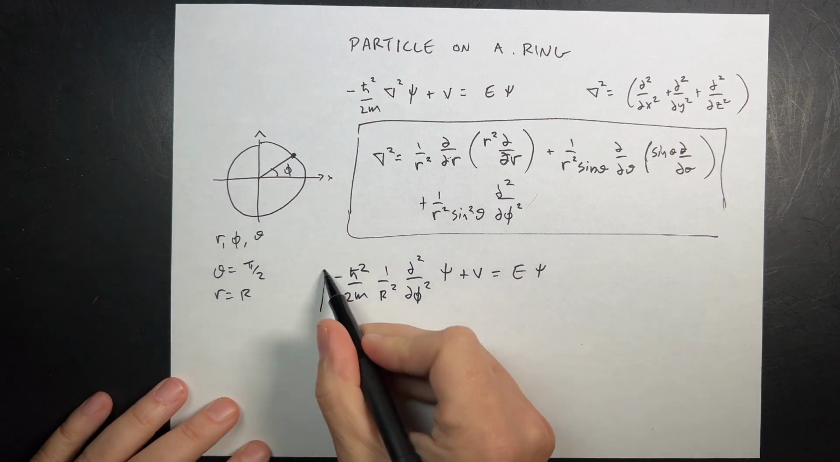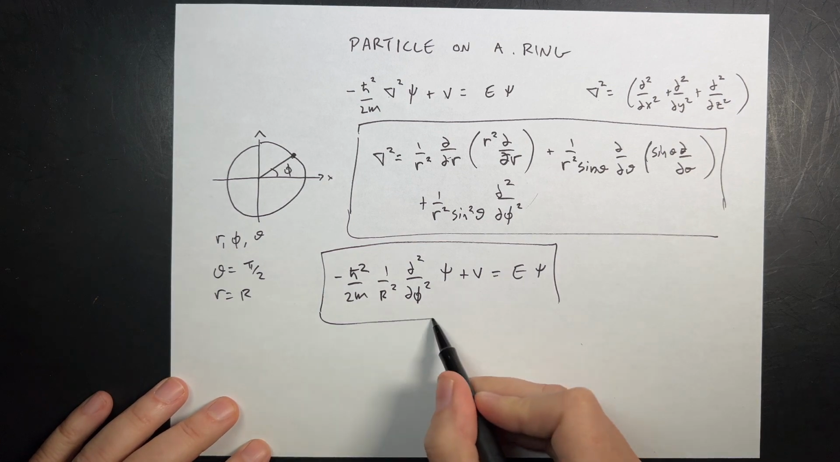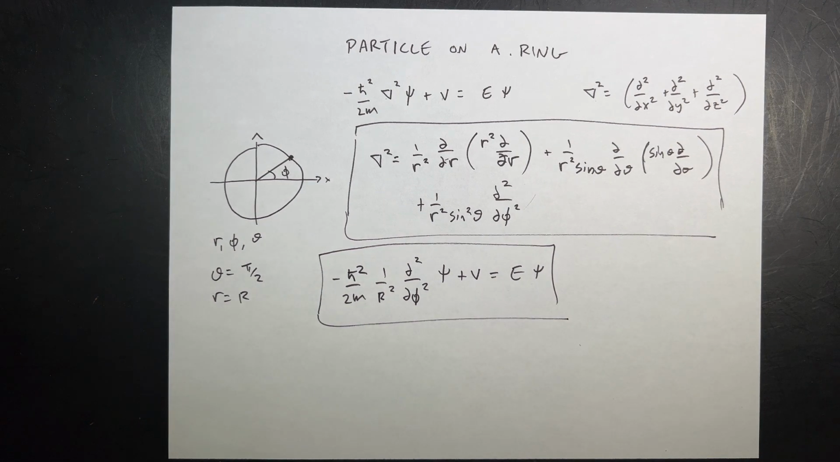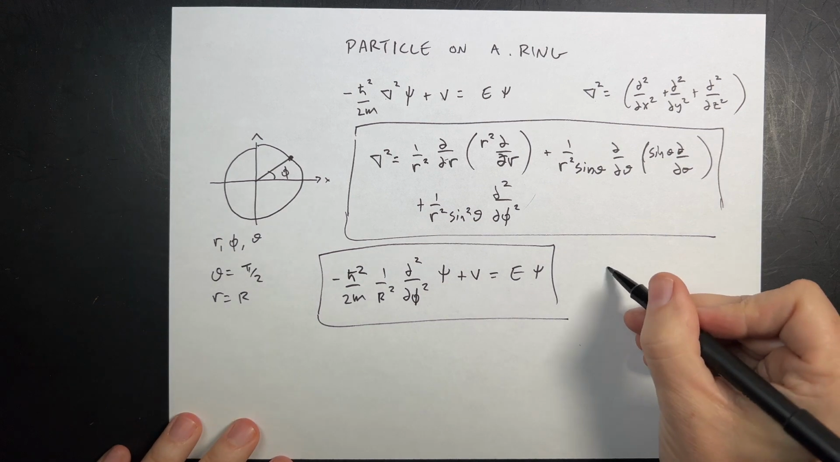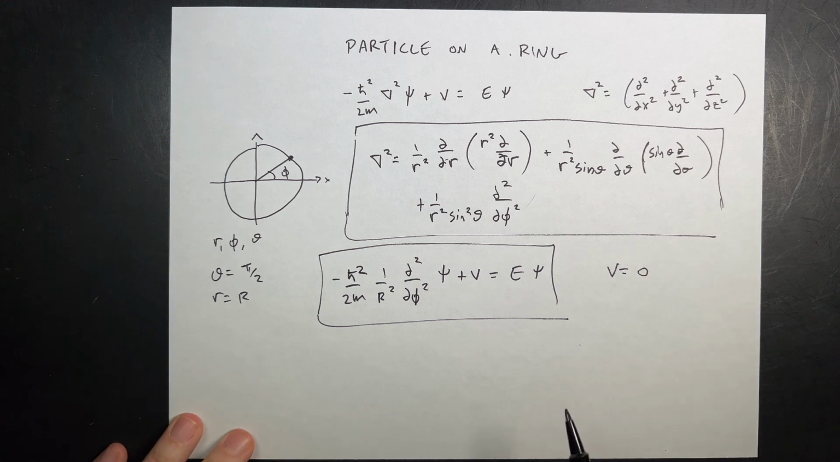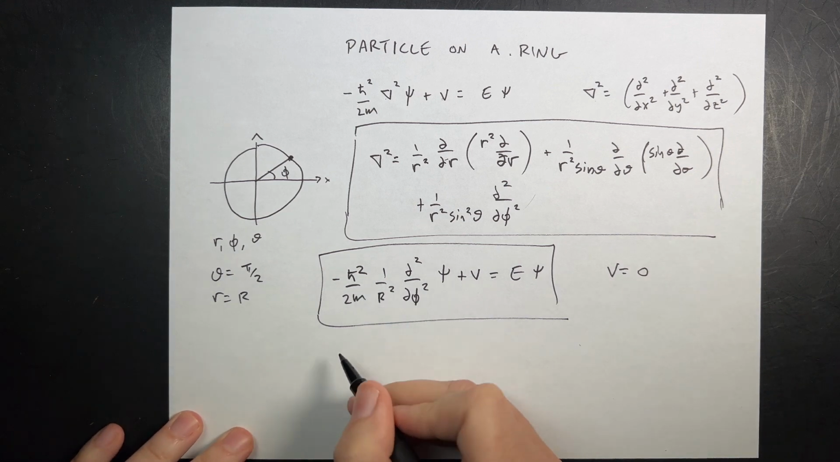So this is the equation that I want to solve, and that is indeed doable. So let's do it. Now, on our ring, we have no potential. So V is equal to 0. That means I can take this equation and write it as the following.